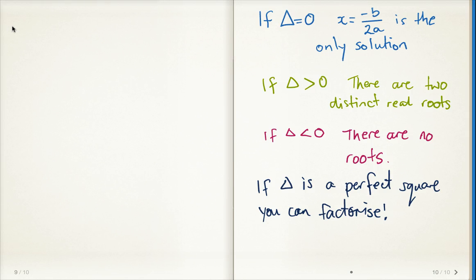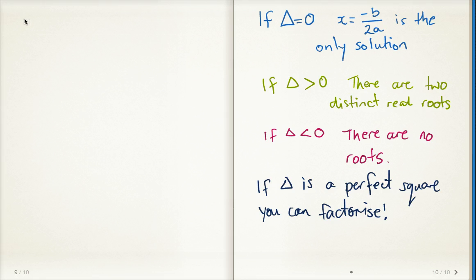Okay, in this example we're going to look at and introduce the idea of the discriminant. The discriminant is really useful in helping us determine whether or not something's easy to factorize, or if we're just trying to get an idea about what it looks like when we graph it.